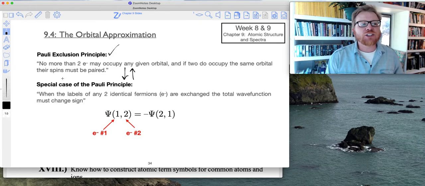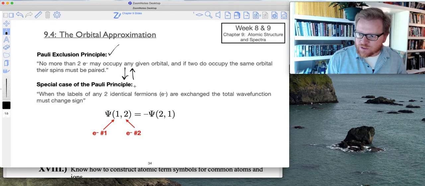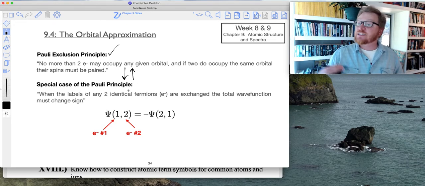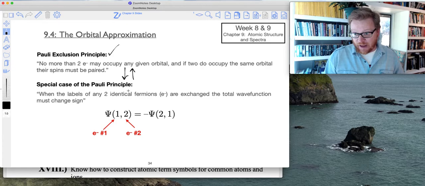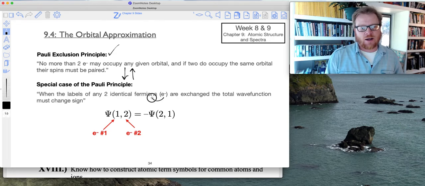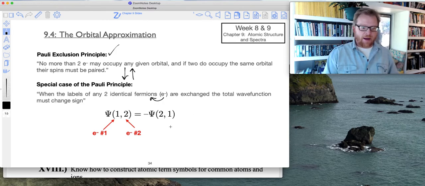And a special case of the Pauli Exclusion Principle that's less discussed in general chemistry because it involves complicated wave functions is the following. When the labels of any two identical fermions, and an electron actually is a fermion in particle physics, are exchanged, the total wave function must change sign. So what do we mean by that?